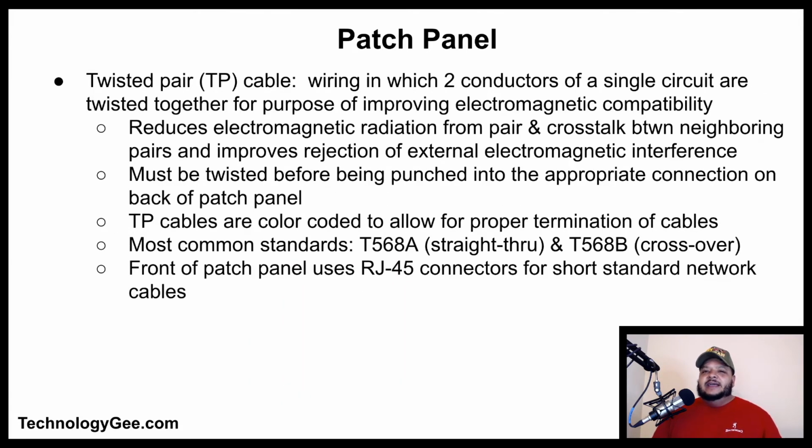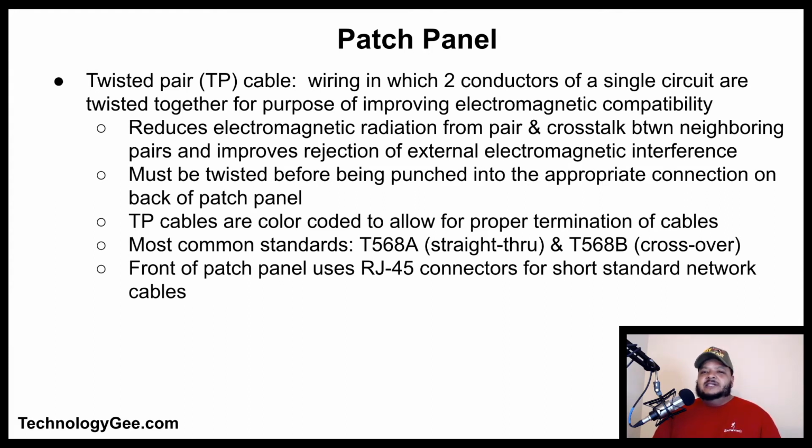Twisted pair cabling is a type of wiring in which 2 conductors of a single circuit are twisted together for the purposes of improving electromagnetic compatibility. Compared to a single conductor or an untwisted balanced pair, a twisted pair reduces electromagnetic radiation from the pair and crosstalk between neighboring pairs and improves rejection of external electromagnetic interference.